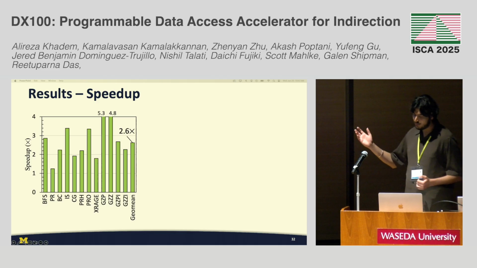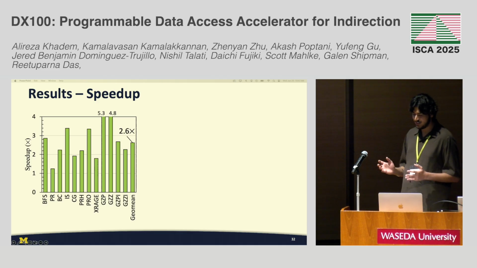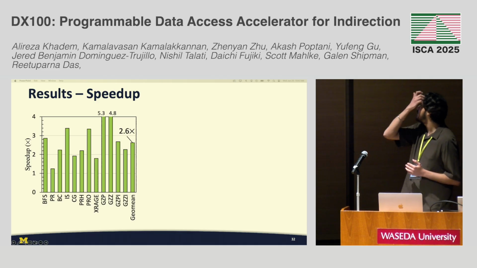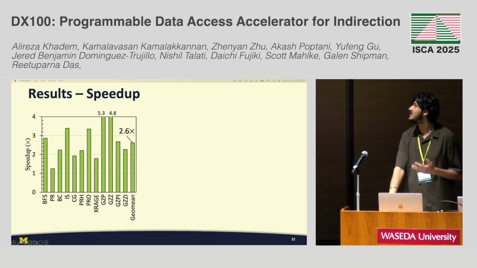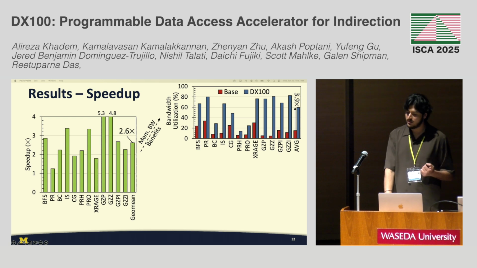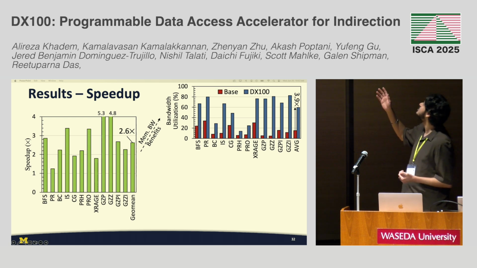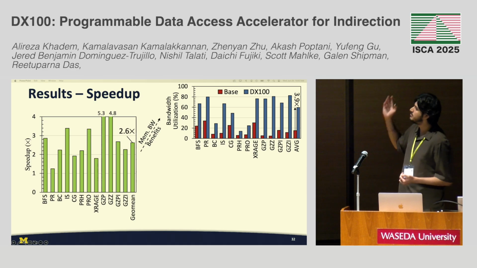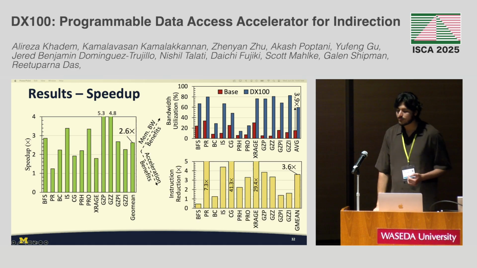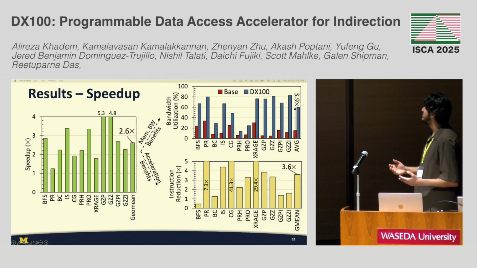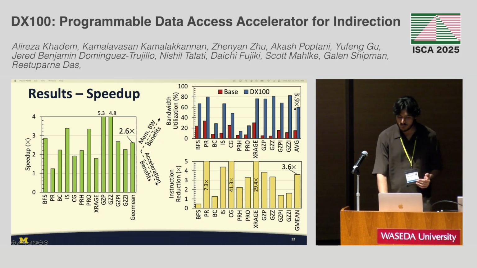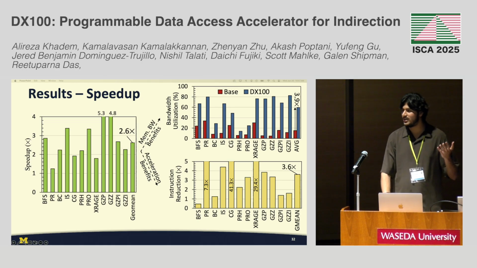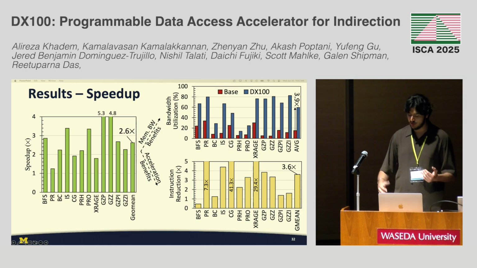This chart shows the performance improvement of DX100 across 12 benchmarks, where we see that the geometric mean of the speedup is 2.6 times. This speedup stems from two reasons. The first one is memory bandwidth utilization, where we can see a 3.9 times improvement. Secondly, there's an instruction reduction across these benchmarks, which is 3.6 times, because of the hoisting of instructions outside of the loop and dedicated address units.